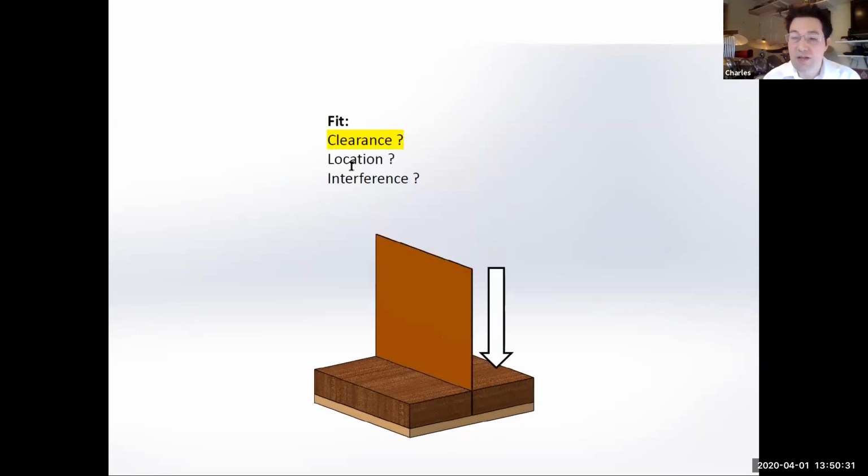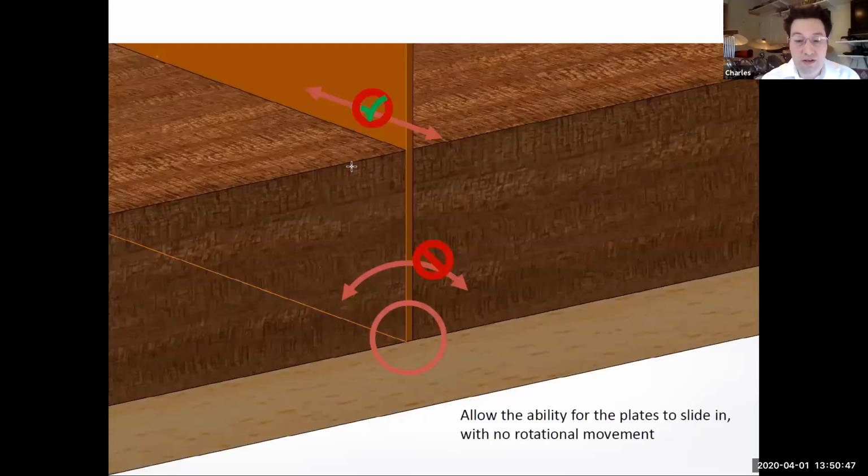but the fit needed to be a clearance fit. It couldn't be a location or an interference fit because the clinician didn't want to damage the copper plate. This meant making sure that the gap inside was literally just over 2 millimeters.